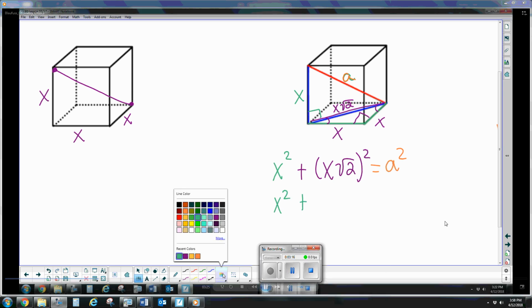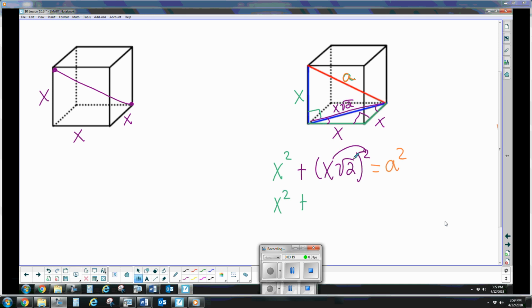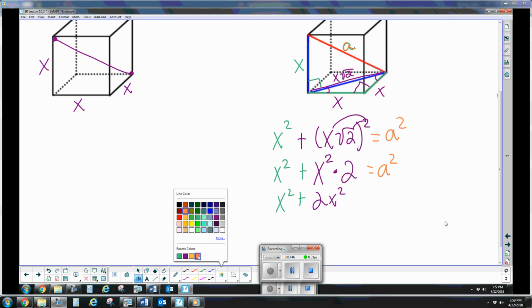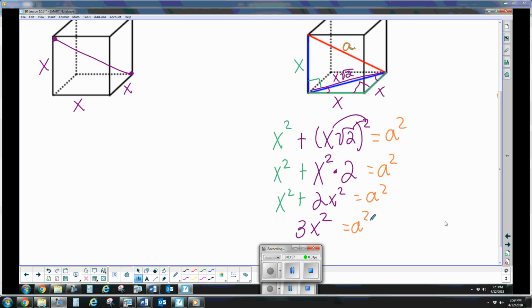So x squared, and now we can use our properties of exponents. If you remember those from algebra, we have to distribute that squared to both terms inside our parentheses. So we end up with x squared times the square root of 2 squared, which is just 2, and that's equal to a squared. So just to simplify, we have x squared plus 2x squared, and that's equal to a squared. So x squared plus 2x squared is 3x squared.